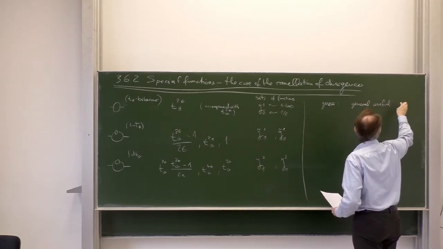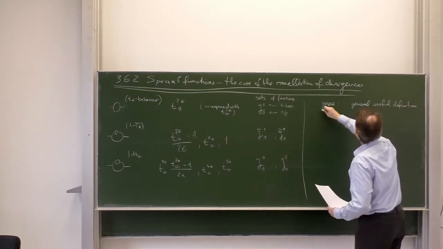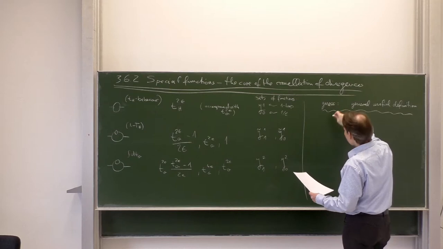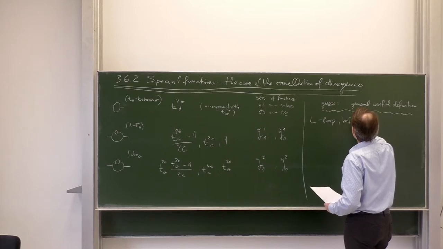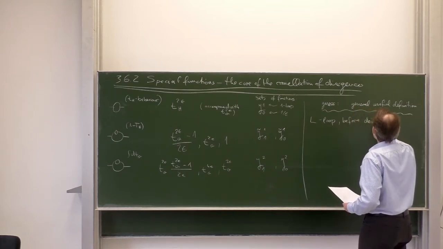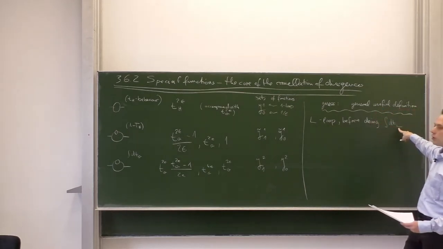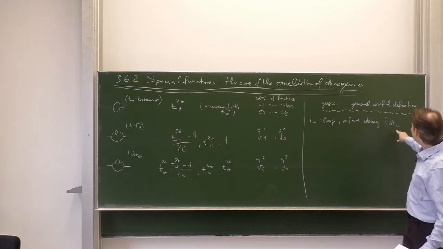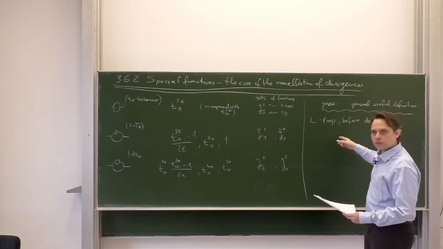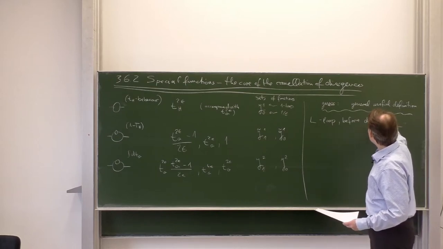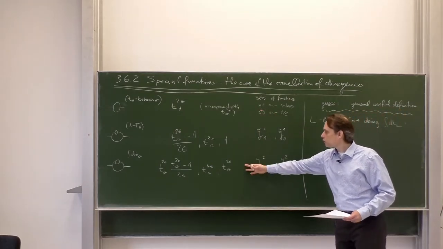Which is hopefully useful. So at the L loop level, before doing the L loop integration, let's say dt L loop, the L's t variable, before doing that, let us look at the behavior of the integral or integrand as a function of t_L. It would be like this one here or like that one here.